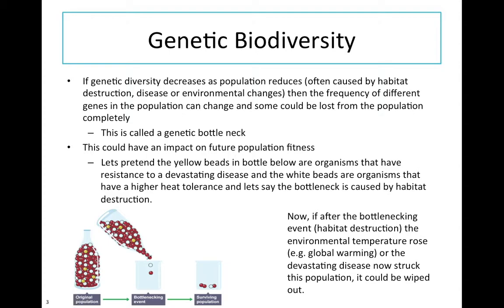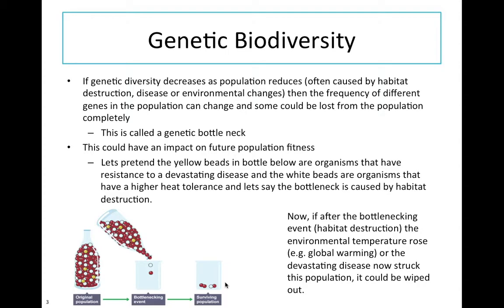We said that yellow beads have the resistance to a devastating disease, and white beads are organisms that have a higher heat tolerance. So we've got three organisms with red and one organism with white, and we've got none of the yellow ones, so we have no disease resistance. Let's say something particularly devastating happened. Their first bottleneck was caused by habitat destruction, logging perhaps, and then next came along a devastating disease that would absolutely decimate the population because they have no individuals with that adaptation in the population, which could potentially cause extinction.